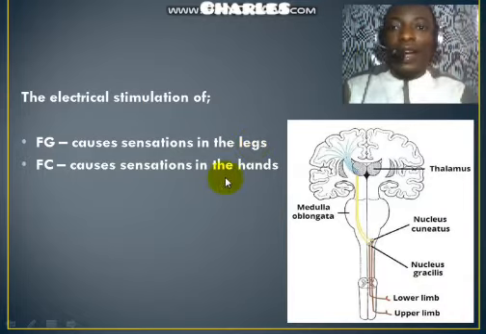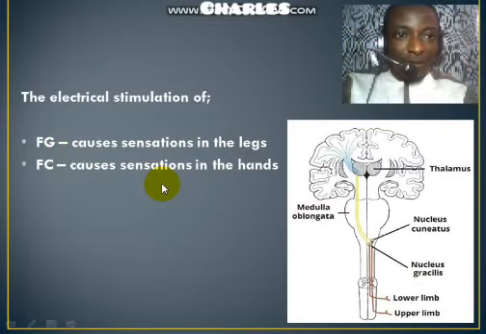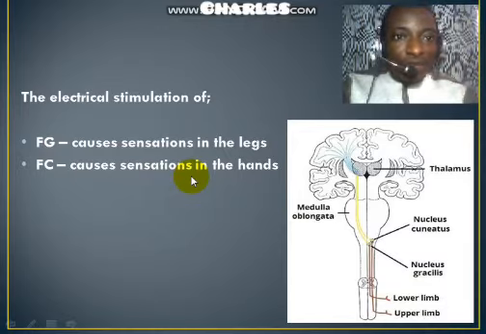Alright, good. Now, the other way to know this, the fasciculus cuneatus, you could say hands are cute. It simply means that these fibers carry information from the hand and the upper parts of the body to the CNS.